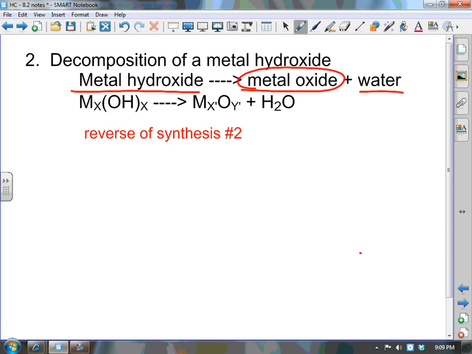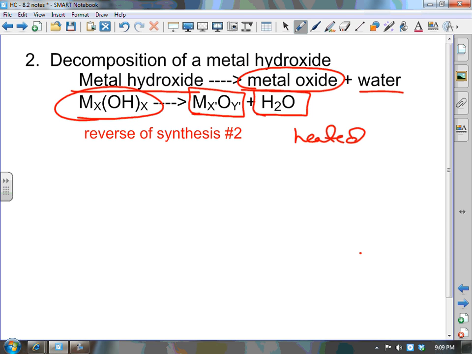So here, a metal hydroxide, a metal bonded to hydroxide, when heated, and again, this is not spontaneous, it's got to be heated, will then separate back apart into the metal oxide and water.